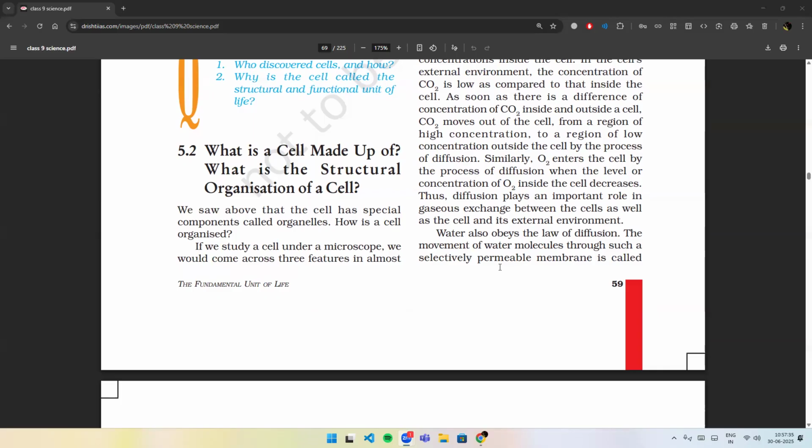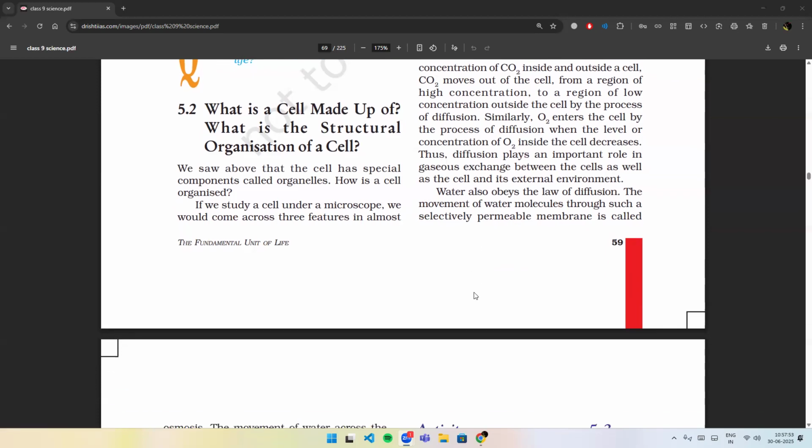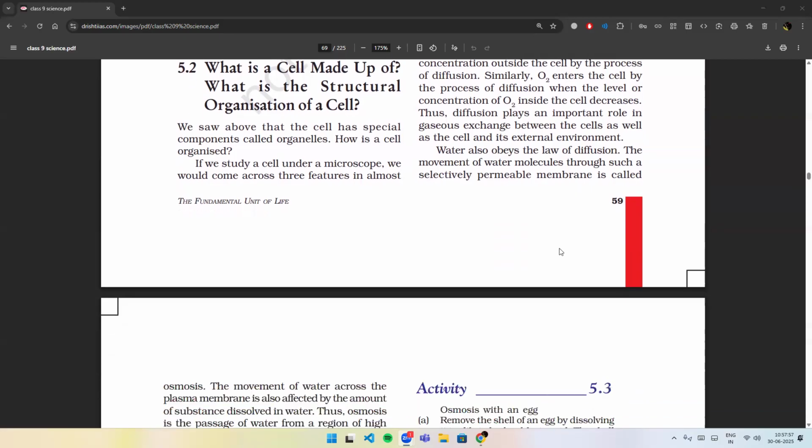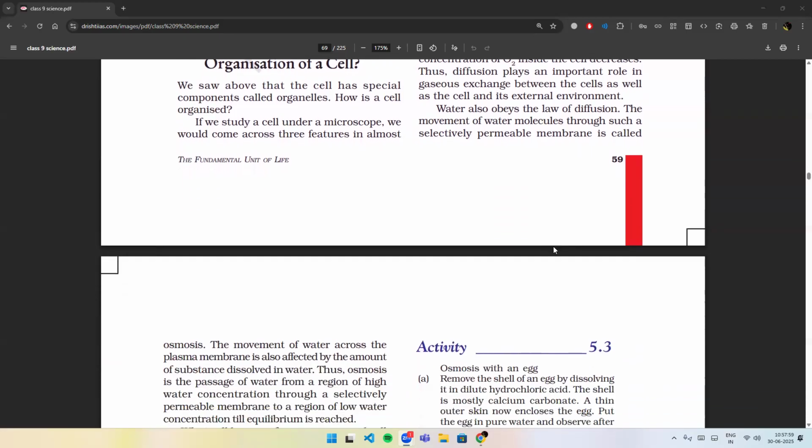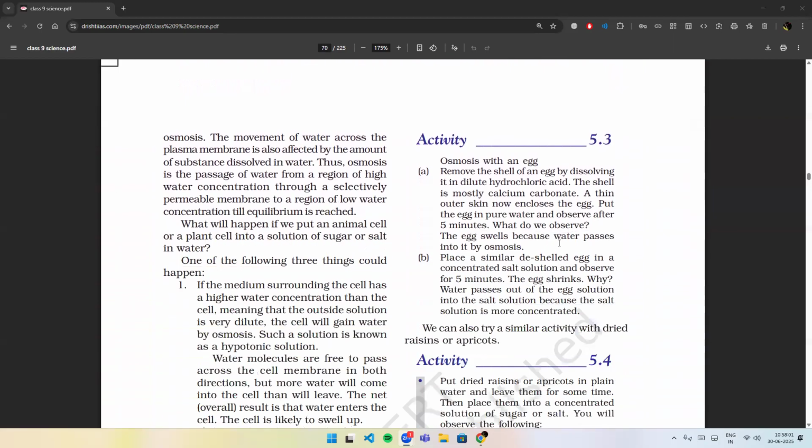Similarly, oxygen enters the cell by the process of diffusion when the level or concentration of oxygen inside the cell decreases. Thus, diffusion plays an important role in gaseous exchange between the cells as well as the cell and its external environment. Water also obeys the law of diffusion. The movement of water molecules through such a selectively permeable membrane is called osmosis.